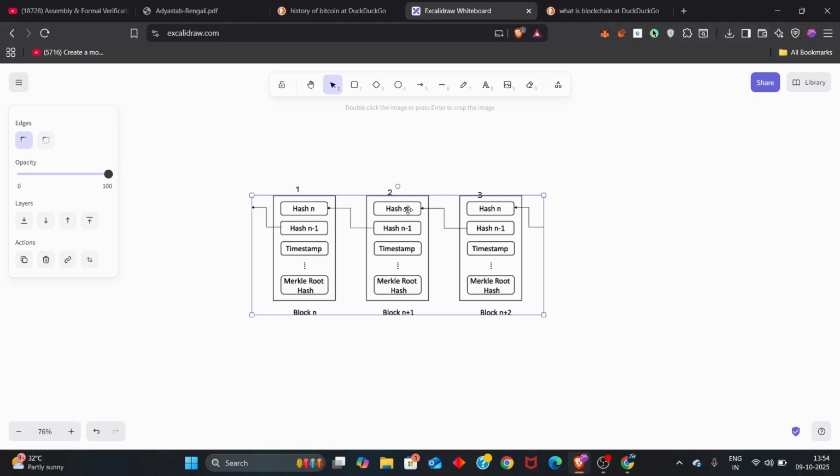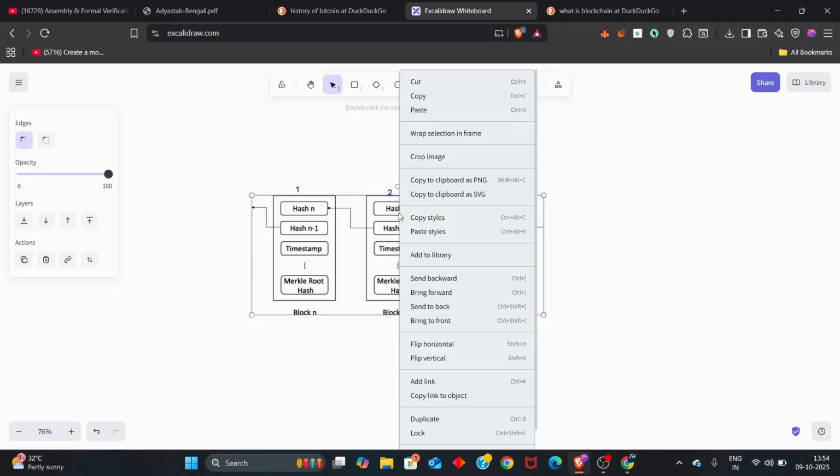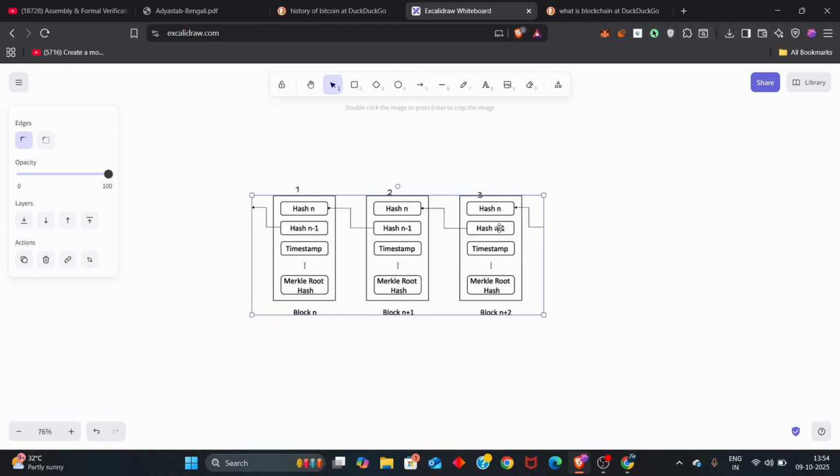If the hash has changed, then the next block, which has the hash of block number 2, will not be valid. So from this block onward, block number 2 and block number 3 will become invalid. They will not be in use.